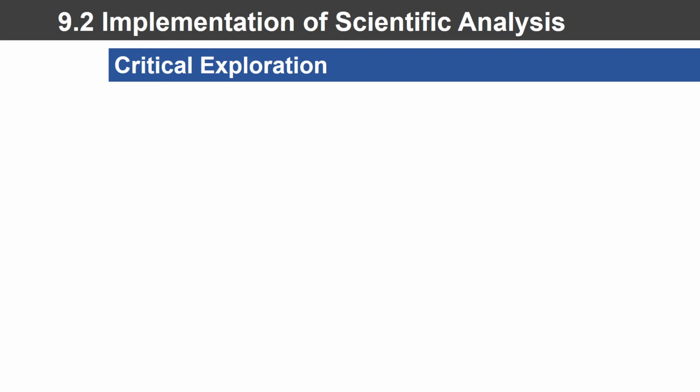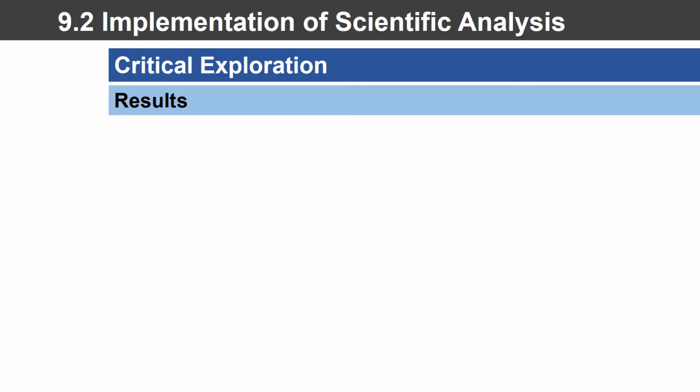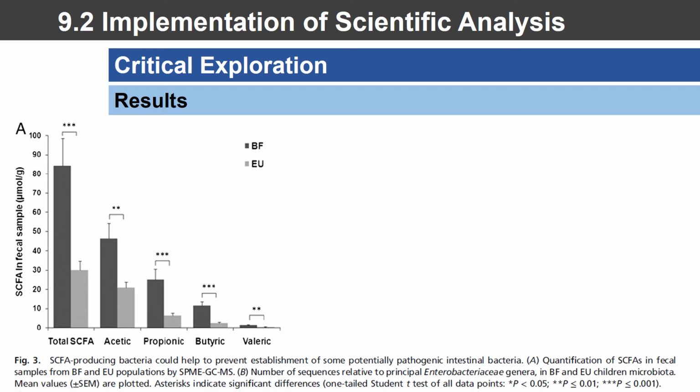Let's move to the third, and that would of course be the results. Again, we haven't hit them all, but that's going to be part of our class exercise this week. I'm going to actually go ahead and fast forward to figure 3. And I've got here the figure legend for the entire figure. Short chain fatty acid producing bacteria could help to prevent establishment of some potentially pathogenic intestinal bacteria. And I have part A illustrated for you here.